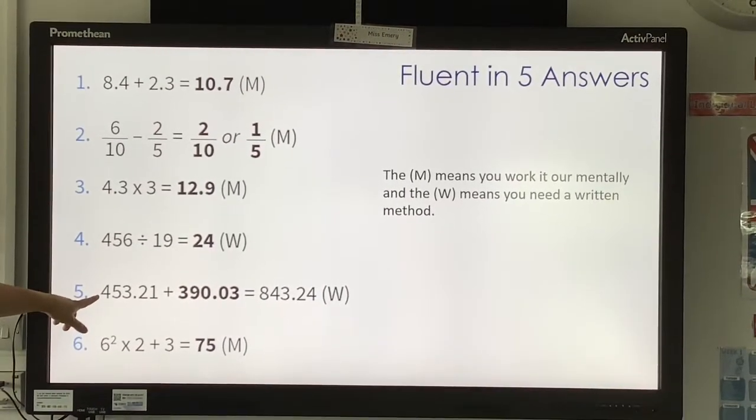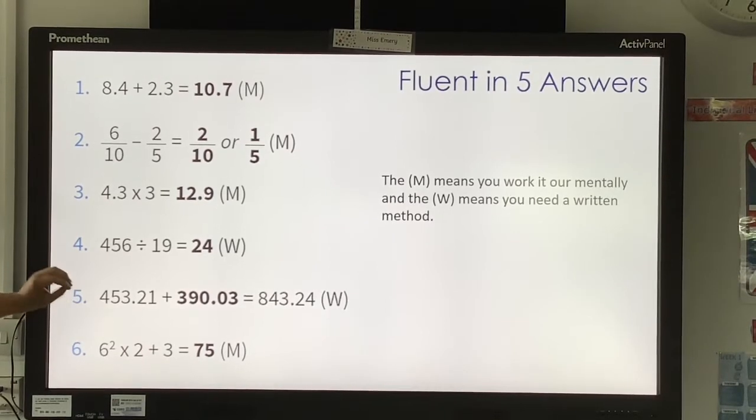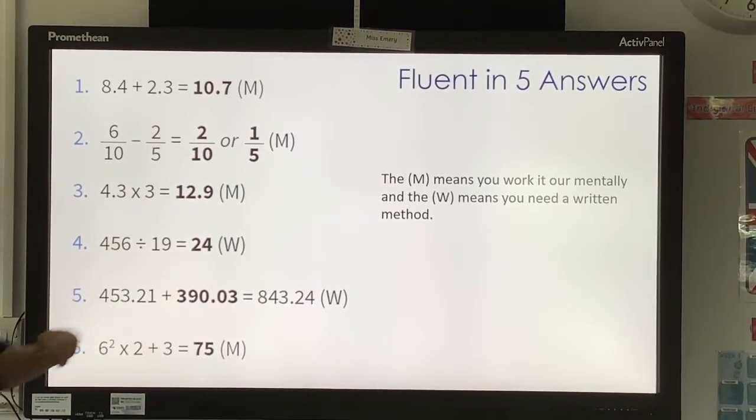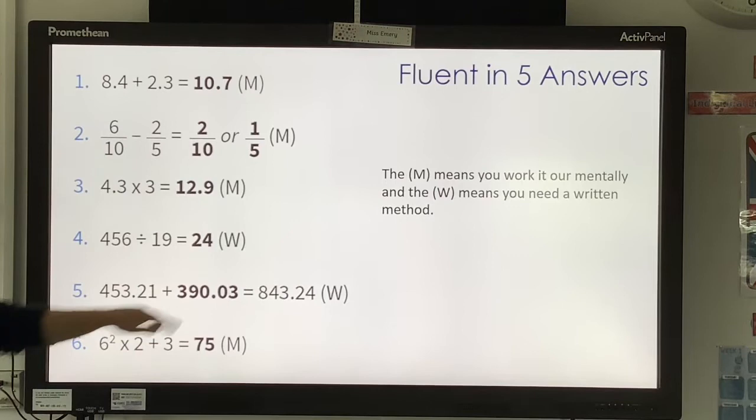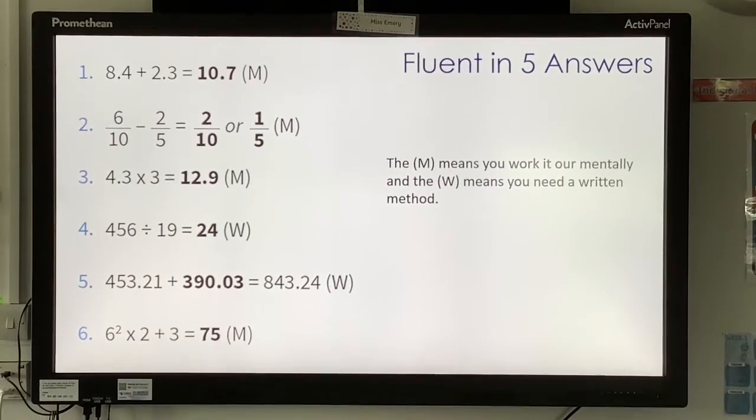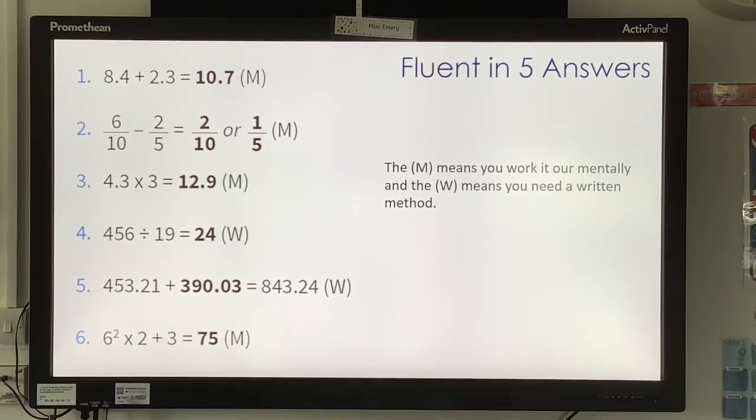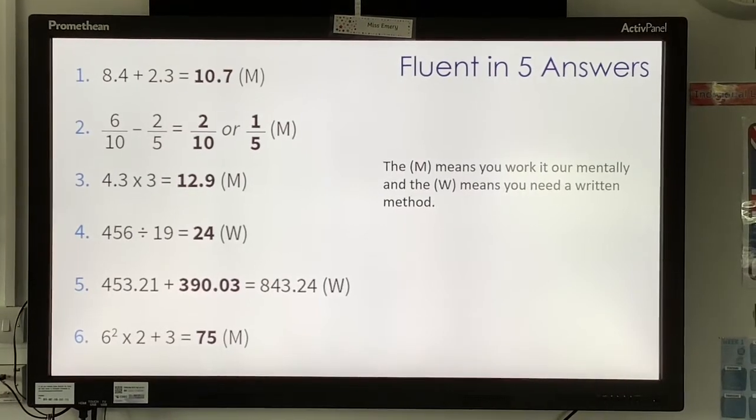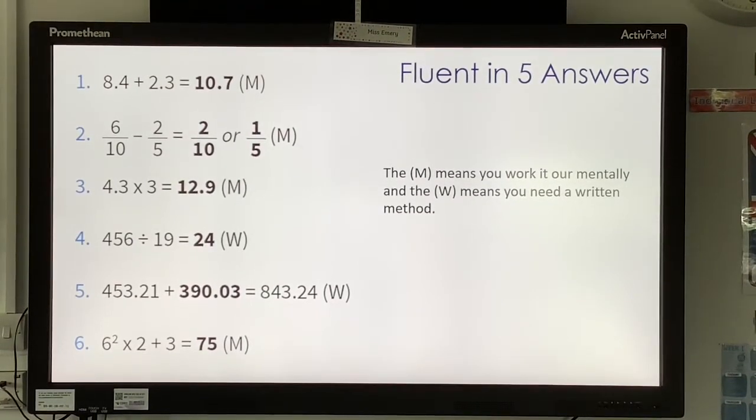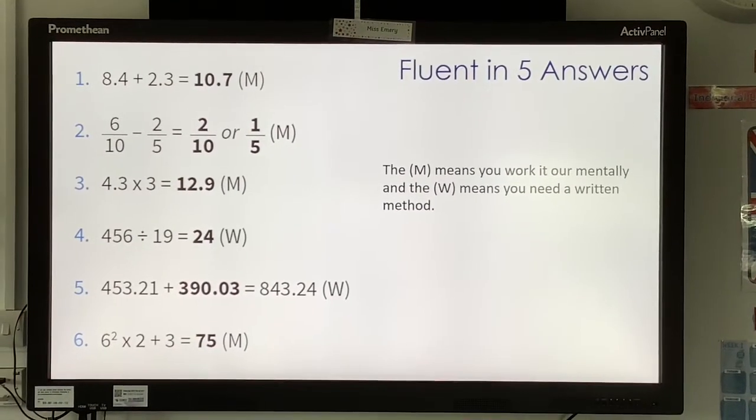Then 453.21 plus something is 843.24. The missing number was 390.03. And then lastly, hopefully you did a bit of BIDMAS again. 6 squared times 2 plus 3 is 75. Well done if you got those right.